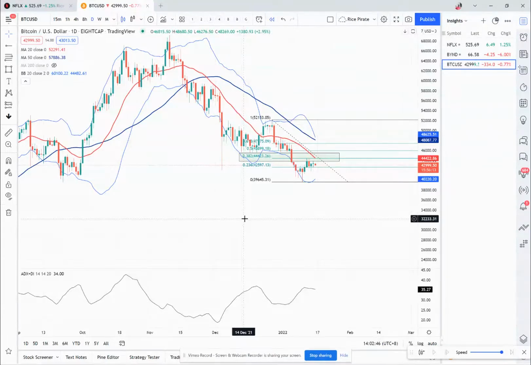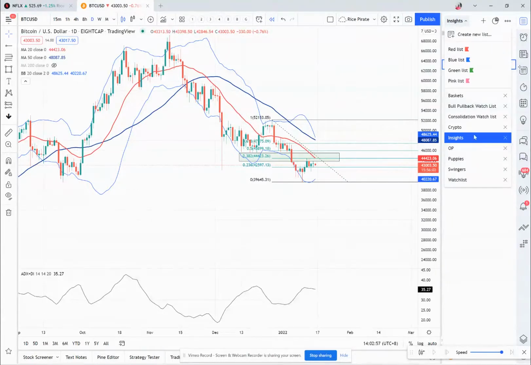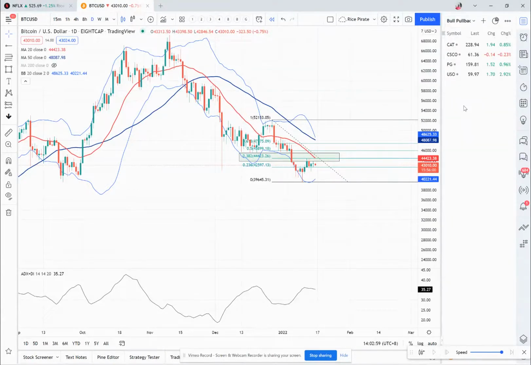It might reverse. I mean, we can be wrong. And if we are wrong with these things, we just have to exit and take our loss, take it on the chin. It's just the way it is. Okay, I do have a bull pullback watch list as well.